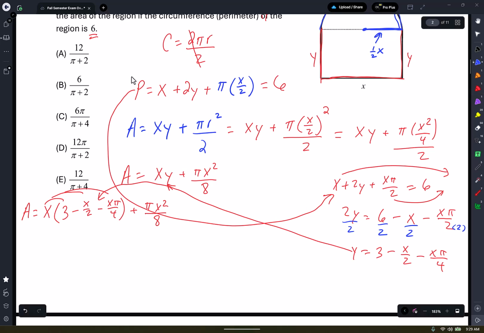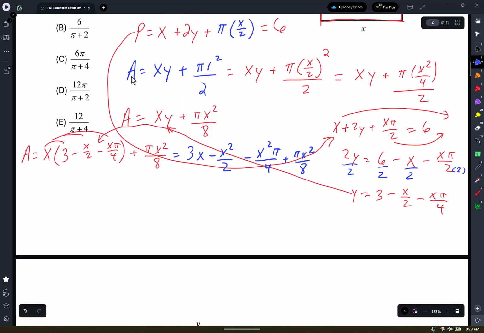So let me change the color so it doesn't bleed into those lines. 3x minus x squared over 2. Are we still okay, guys? Minus x squared pi over 4 plus pi x squared over 8. So would it be like 2 pi x? Yeah, in a little bit it will. All right, here we go. Taking the derivative. We're almost done. This is as hard as it gets.